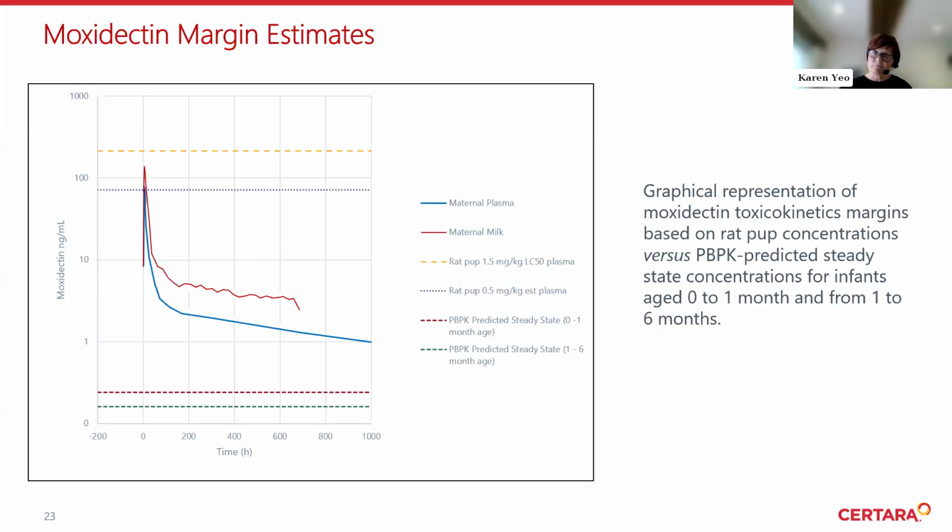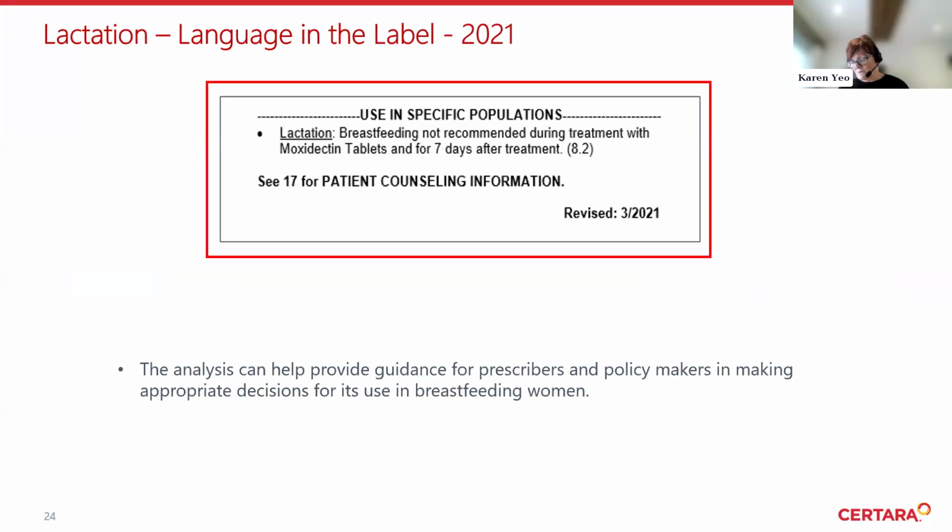So this information appears in the paper, and was used as part of a bigger ClinPharm MIDD strategy to inform dosing. The label has been updated since then, where you can see here that breastfeeding is not recommended during treatment and for the first 7 days after treatment. Of course, that's because there remain concerns about the fact that you still have these relatively high doses in the milk. But certainly post 7 days, we were confident enough in the simulations to continue the recommendation to continue breastfeeding after 7 days of treatment. We hope that now this publication is out, it can also help provide guidance for prescribers and policymakers in making appropriate decisions for the use of moxidectin in breastfeeding women going forward.